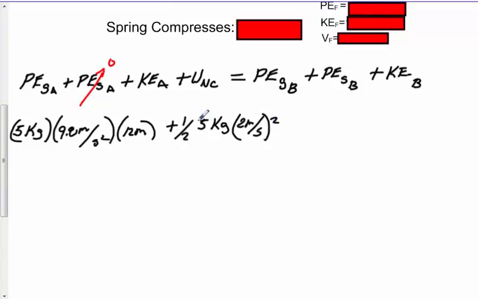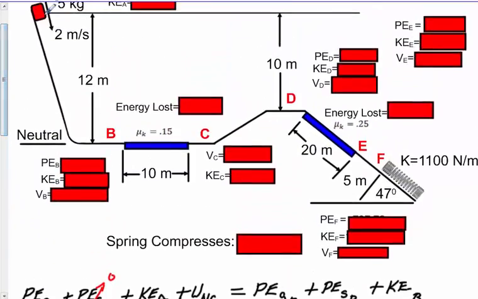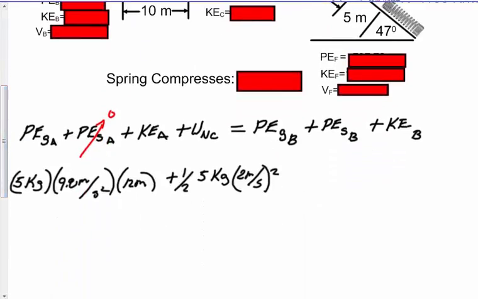Let's square that. Now, between A and B, there is no work being done by non-conservative forces, in that there's no frictional force. This is a frictionless surface. So we can immediately let that go to 0 also. Now we have this value and this value. We'll run that real quick. My gravitational potential is going to be 5 times 9.8 times 12. That's going to give me 588 joules, plus the value here, which is 0.5 times 5 times 2 squared. And that's going to give me 10 joules.